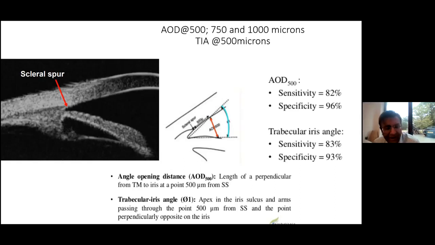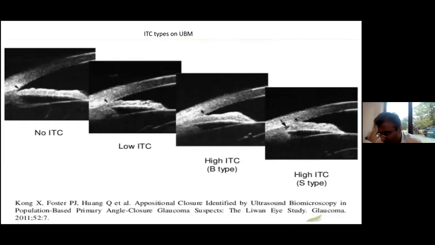So for academic reasons, you can look at parameters like angle opening distance at 500, 750, 1,000 microns from the scleral spur, but these are more academic. Clinically, in a busy clinic, they offer little benefit. However, what does offer a benefit is ultrasound or ASOCT, ultrasound being better than ASOCT, and it can offer you a very important clue as to what is the extent of the ITC.